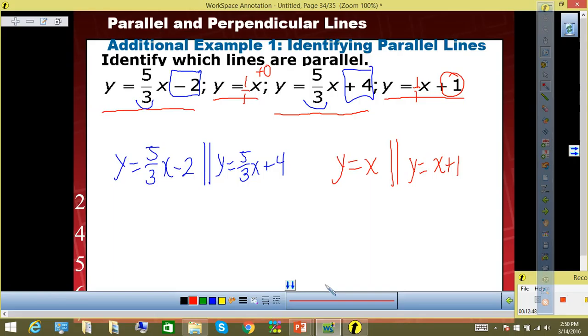You don't get it. They're asking, identify which lines are parallel. So what two lines are parallel? Brian? Well, what does parallel lines mean? That they have the same what? Very good. Same slope, different y-intercept.